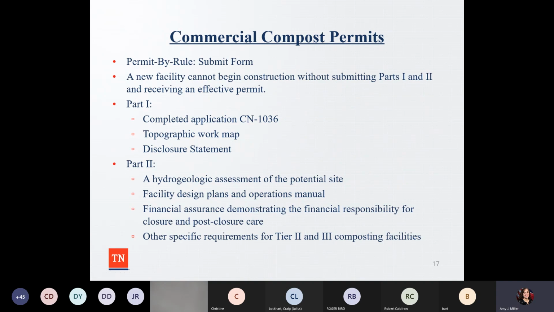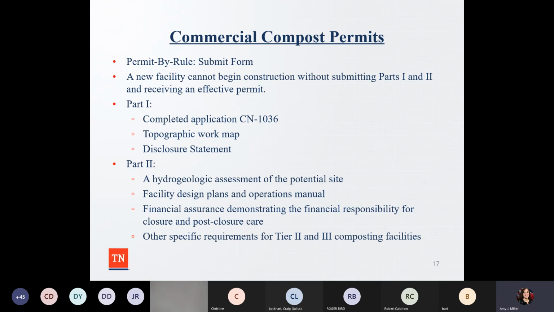There's a form to submit, and then a new facility can't begin construction until you fill out parts 1 and 2, right? So part 1 is completing the CN form 1036. You have to have a topographic work map and a disclosure statement. And then for part 2, you have to have a hydrogeologic assessment of the potential site, facility design plans and operations manual, financial assurance, and then other requirements for tier 1 or tier 2 and tier 3 composting facilities.